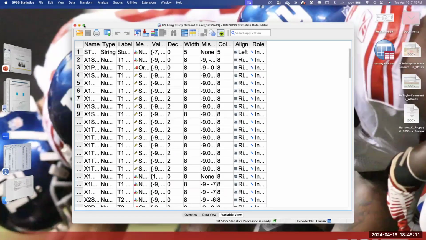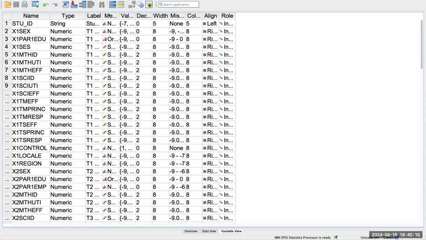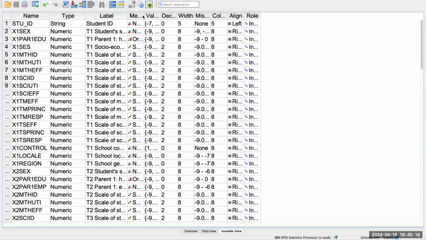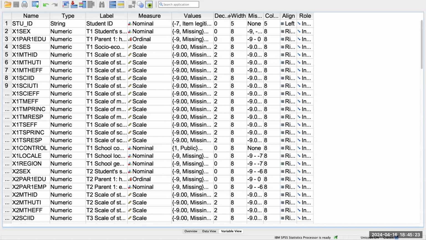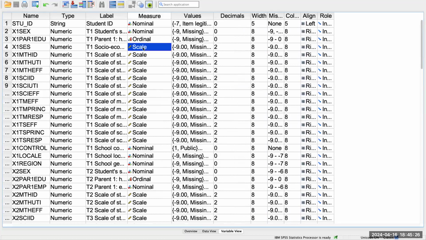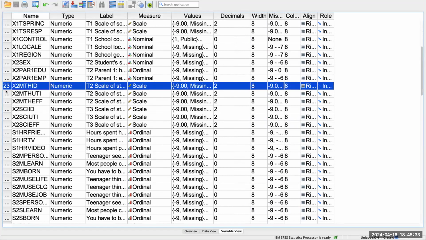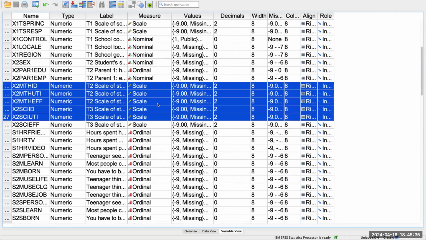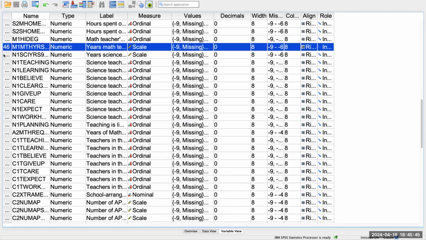Okay, now that HS long data set, I have that open, okay? Now, the first thing that we know is that when we look into the measure column, we have to look at and identify the scale variables. It has to be two of these. You have some scale variables here. For example, I'm going to highlight here. These are some scale variables. So these are what we're looking for, first of all, to make sure that we utilize, okay? If you scroll down, here's a couple of scale ones here.